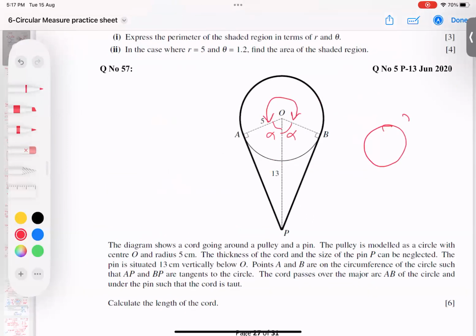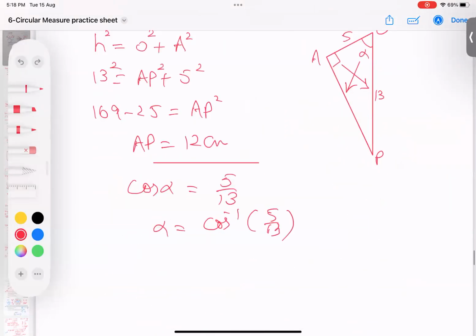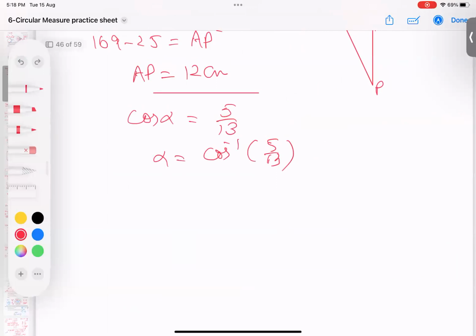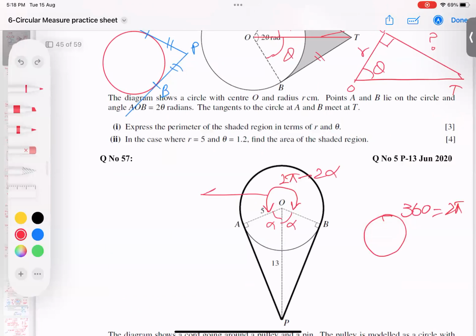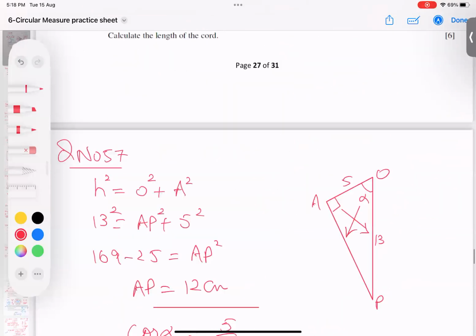A full angle in a circle is 360 degrees, but in radians it is 2 pi. So full is 2 pi, but I'm looking for this angle. How to find this angle? 2 pi minus 2 alpha. Why 2 alpha? Because there are these 2 alphas, okay? So I call this longer angle theta.